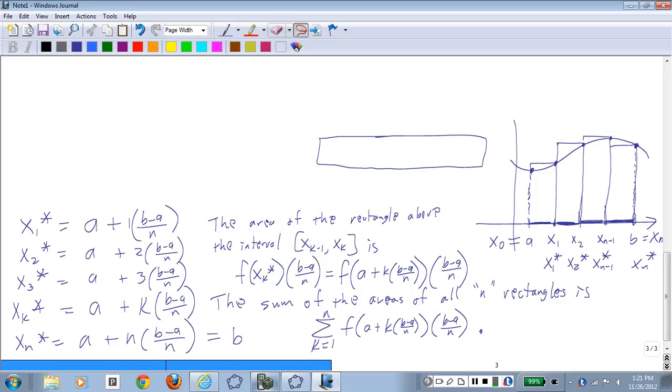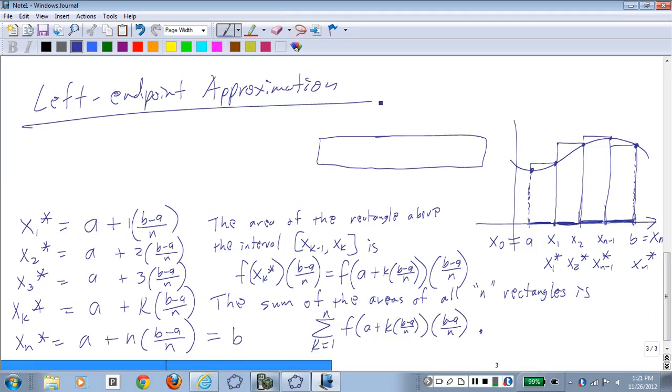So what if we wanted to do midpoint? Midpoint? No. What did I say? Left endpoint approximation. What changes? Well, our x sub 1 star is going to be here at the left-hand endpoint of that first interval. And so the rectangle is going to look like that, because that's the number that I use to find the height of the rectangle, the left-hand endpoint.